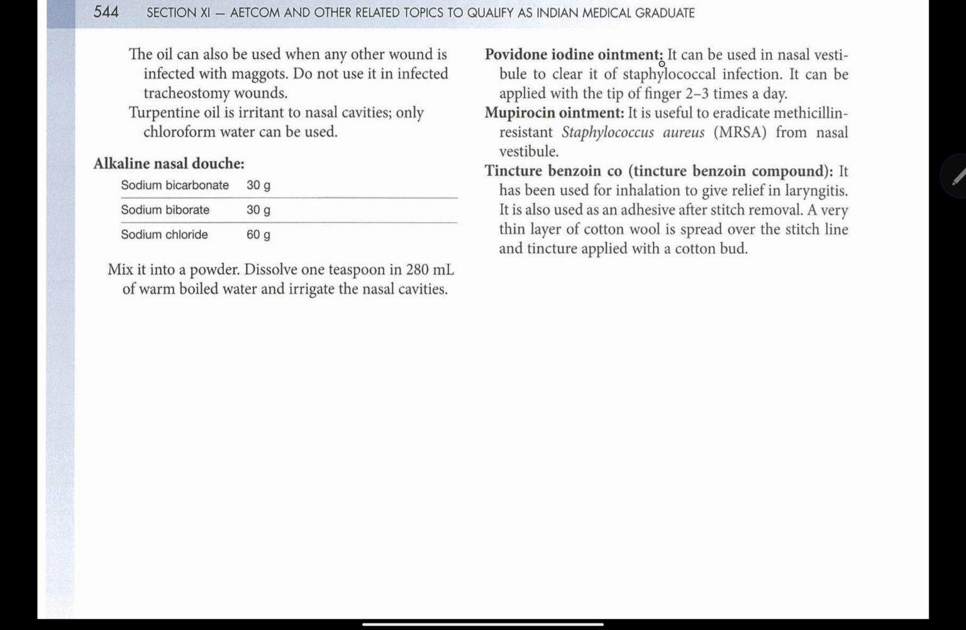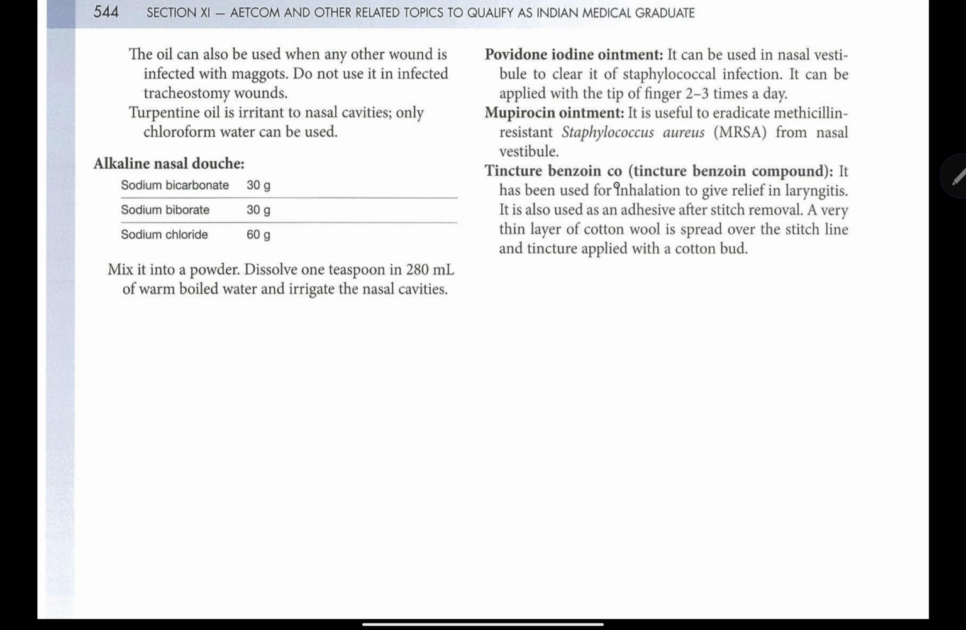Povidone iodine ointment. It can be used in the nasal vestibule to clear it of staphylococcal infection. It can be applied with the tip of a finger 2 to 3 times a day. Mupirocin ointment. It is useful to eradicate methicillin resistant Staphylococcus aureus, MRSA, from the nasal vestibule.